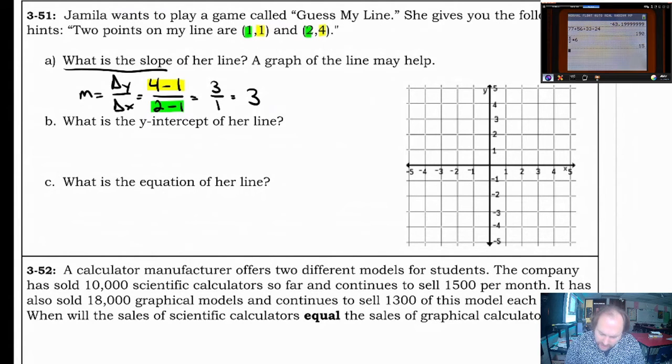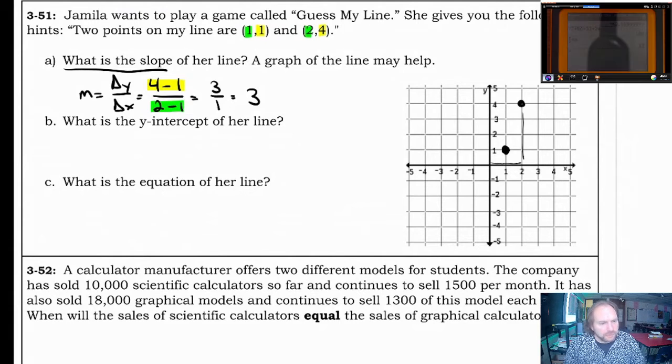Now, if you wanted to graph that, the point (1, 1) would be right there in the grid, and the point (2, 4) would be up here. 1 spot to the right, 3 steps up. And then you could draw a slope triangle that connects those 2 points, and you'd see it's going to be 3 over 1, whatever works for you.